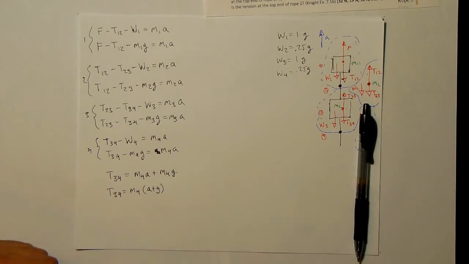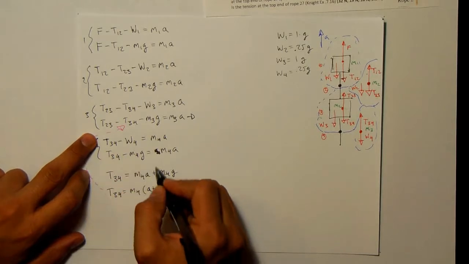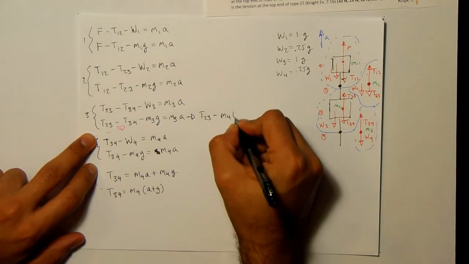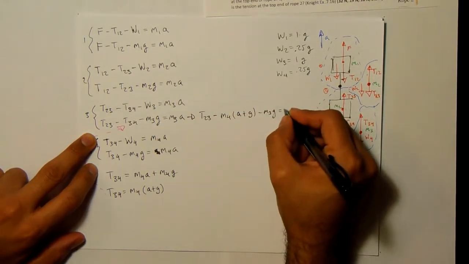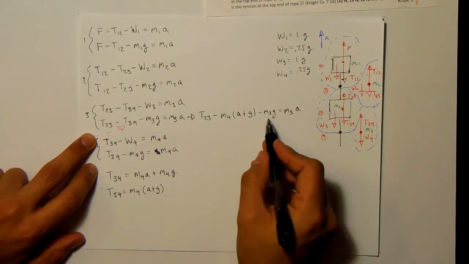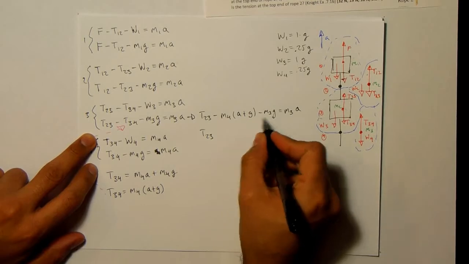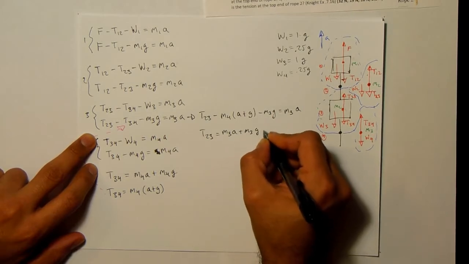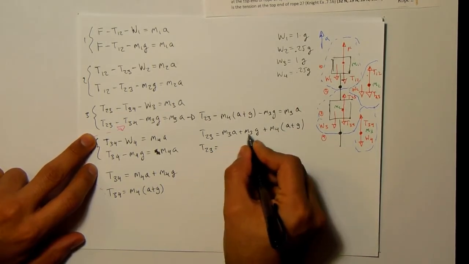And that is going to go back into here. So if I rewrite this one, I'll write T23 minus M4 times A plus G minus M3G equals M3A. And while I'm at it, I'm going to isolate T23. So I'm going to add both of these over to that side. T23 equals M3A plus M3G plus M4 times A plus G. Something nice is going to happen here. I can factor out the M3.